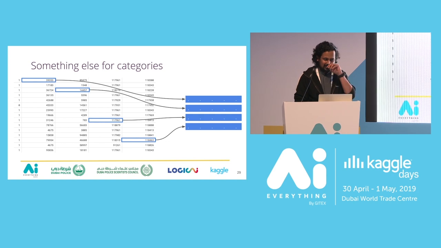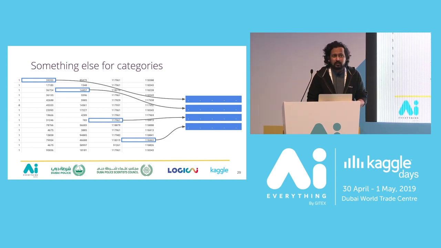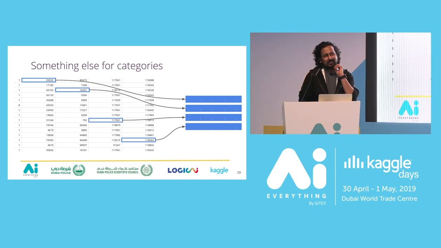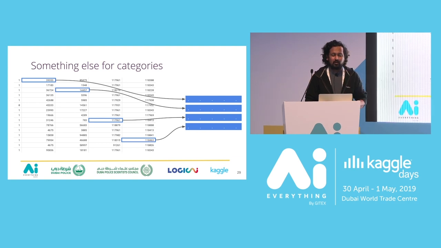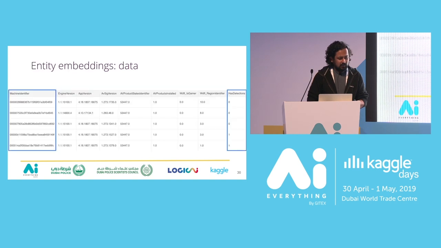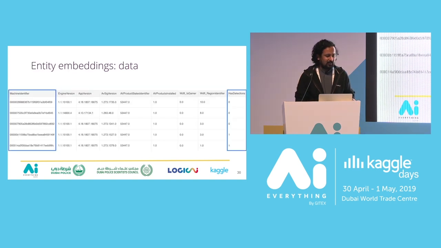But there's a lot of other things that can be done for categories. So these are the categorical variables that we have seen before. And what we can do is create a vector for each category. Creating this vector for each category is also known as entity embeddings. And how you do that, let's just see this data first.